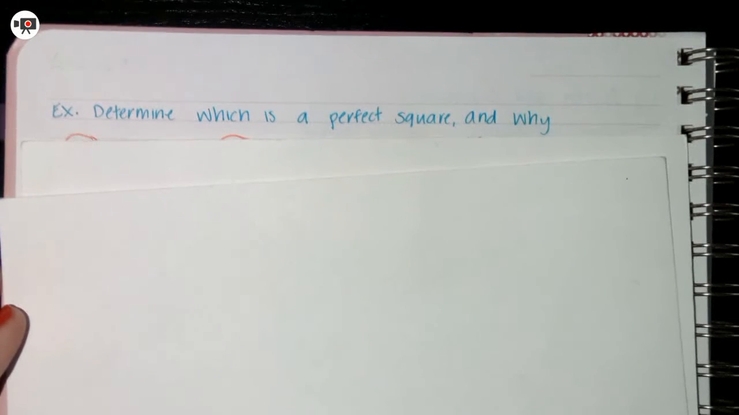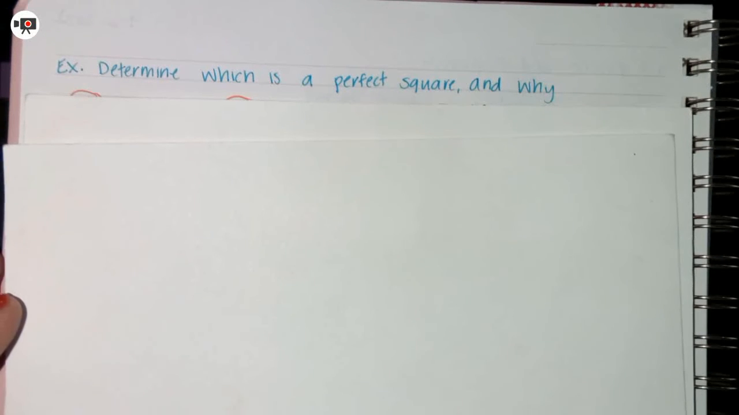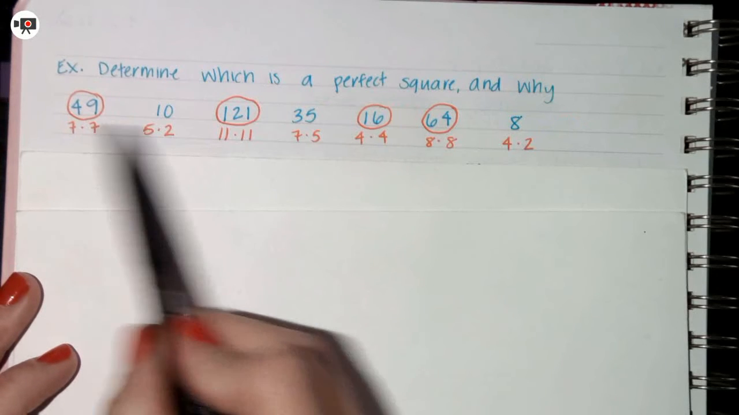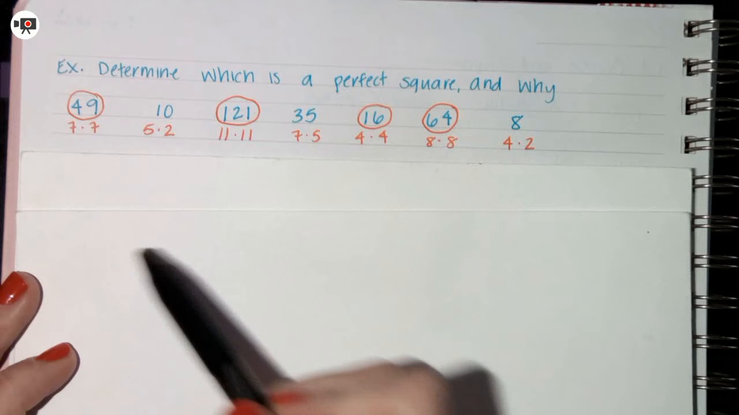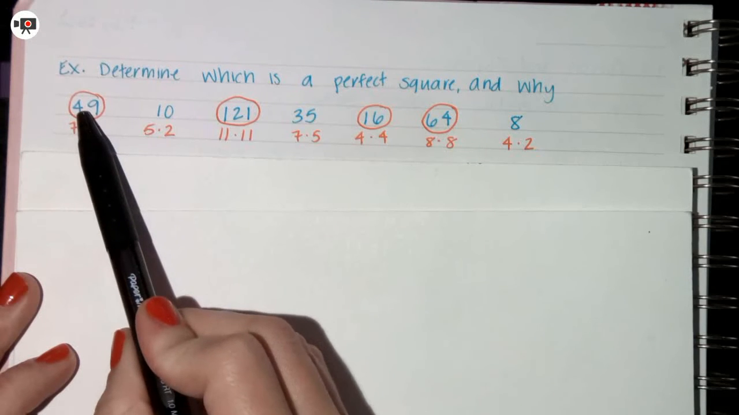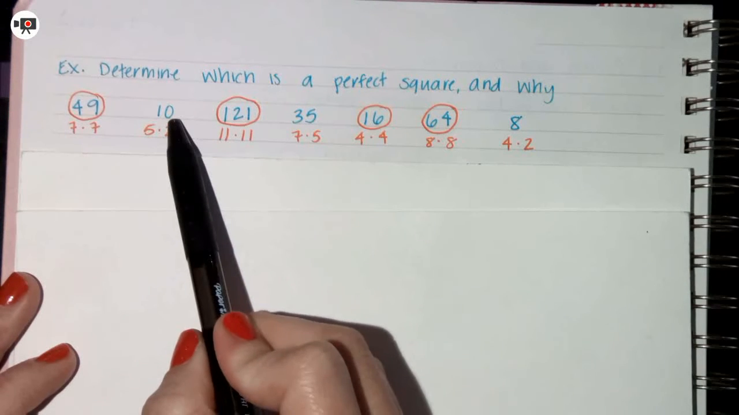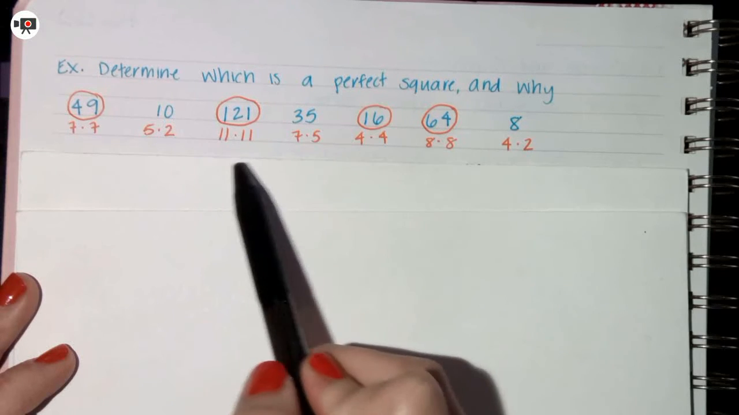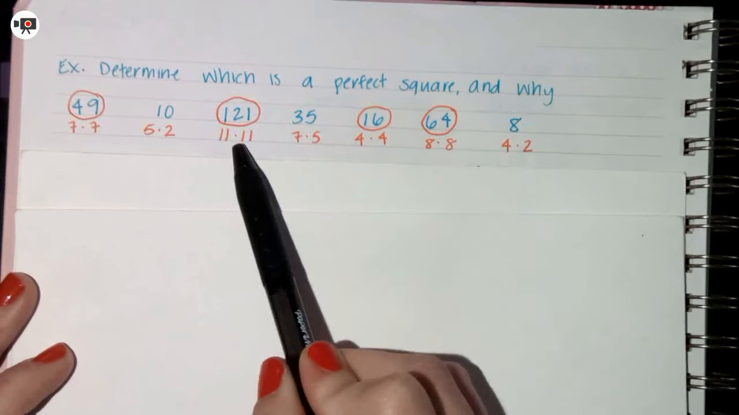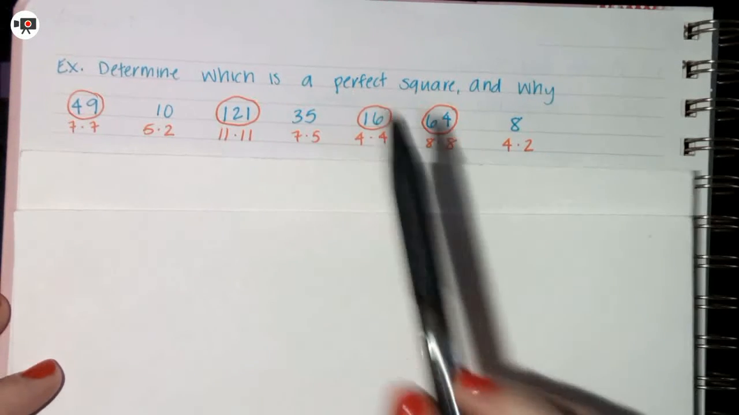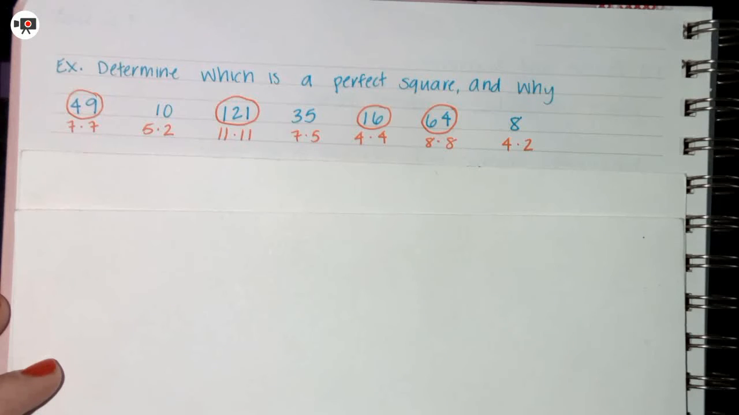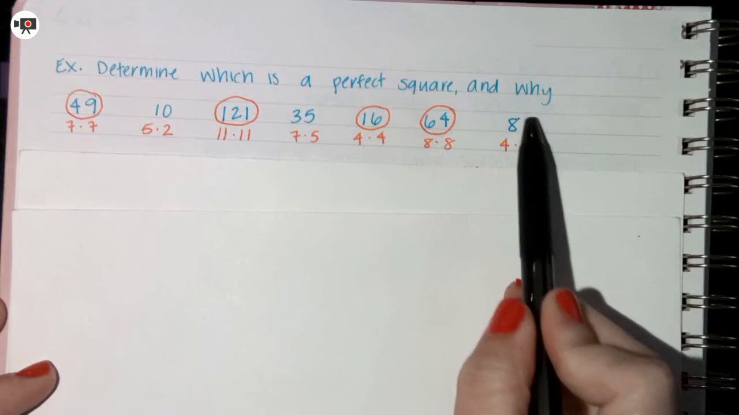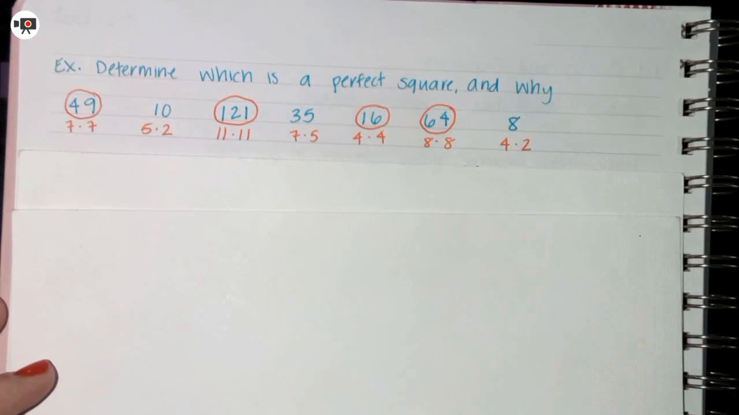So we're going to determine which is a perfect square and why. So of these numbers, we can see what numbers we can get to have them multiplied by themselves. 7 times 7 is 49. That is a perfect square. 10. Factors of 10 are 1, 2, 5, and 10. None of those can be multiplied by themselves to make 10. 121 can be 11 times 11. 35, we would do 7 and 5. 16 is a perfect square because we can have 4 times 4. 64 is as well because it's 8 times 8. And 8, we would get 4 times 2.